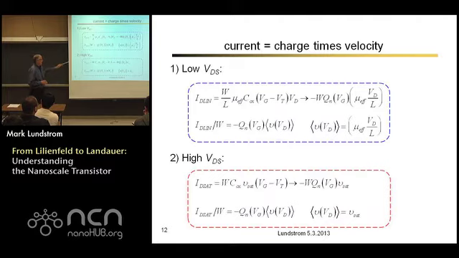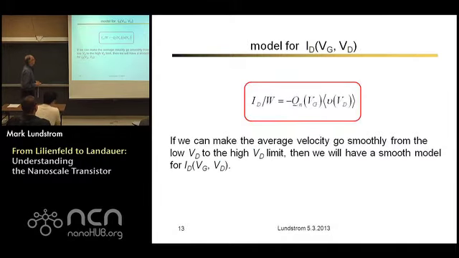Okay, so at high VDS, we could do the same thing. It's even easier. Cox, Vg minus Vt is charge, and Vsat is the velocity. So again, the current per unit width is just minus charge times average velocity. The average velocity is just the saturated velocity. Okay, so the current is always charge times average velocity. We just have to make the average velocity go smoothly from what it is under low VDS to under high VDS. Then we've got a nice curve.